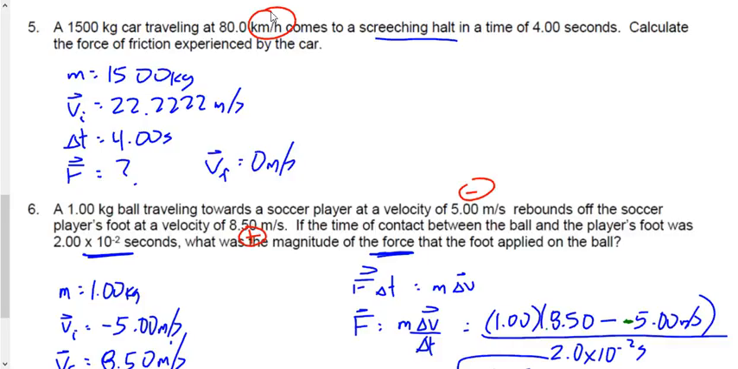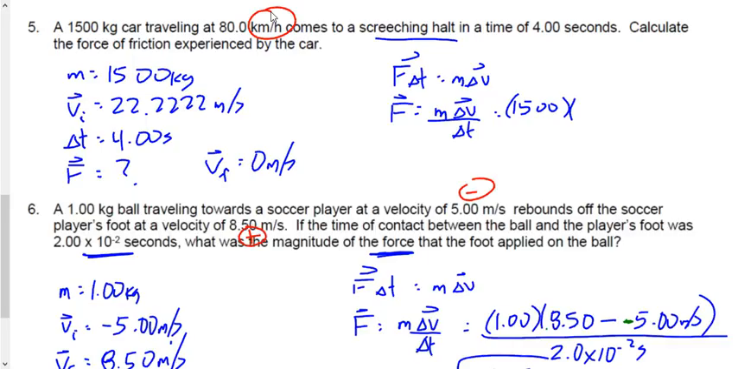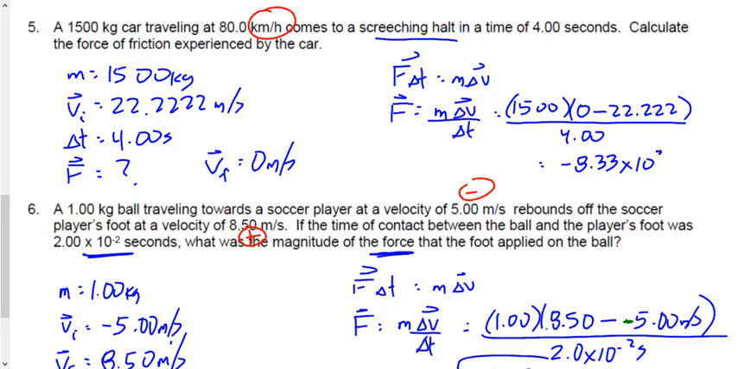So looking for force, I'm going to say F times T is equal to M times delta V, the impulse equation as it appears on my data sheet. Rearrange to solve for F, just like we did in the last question, number 6. M is 1,500 times delta V, which is VF minus VI, 0 minus 22.22. You should get negative 8.33 times 10 to the 2. If you can't get that answer, just let me know and I'll go through it with you.